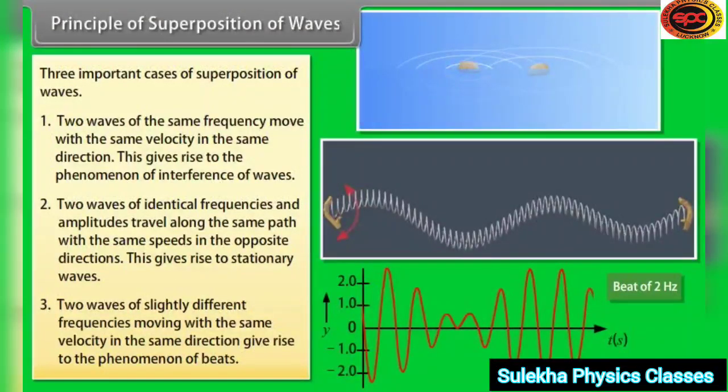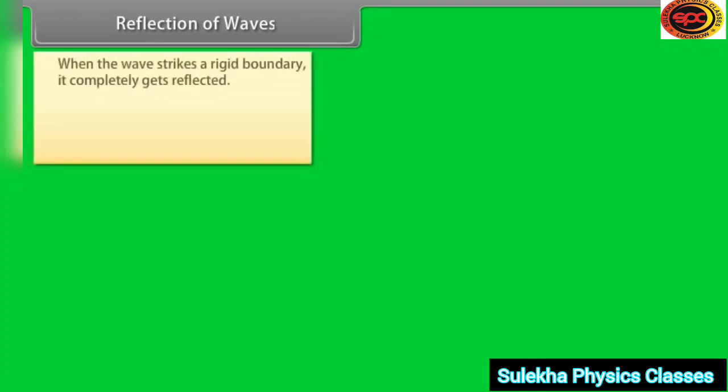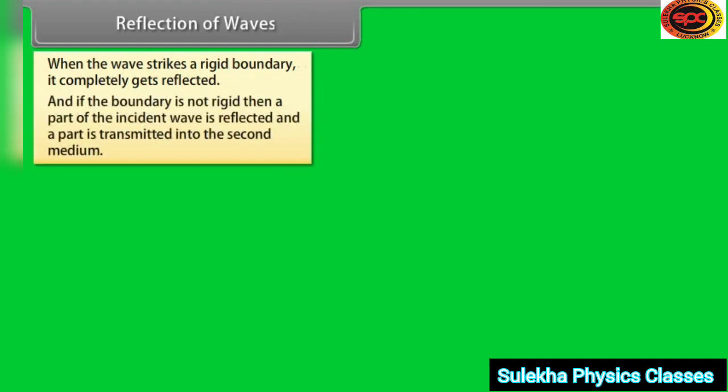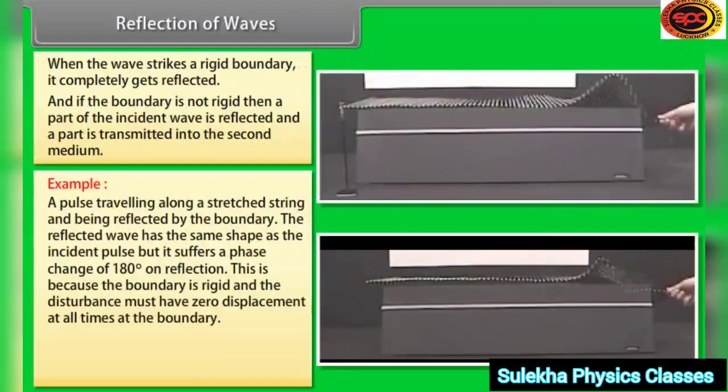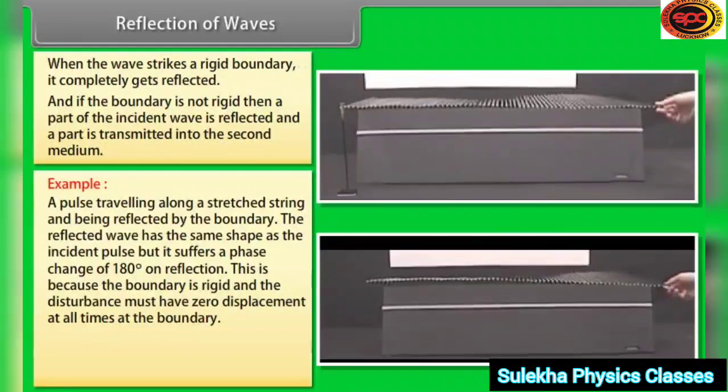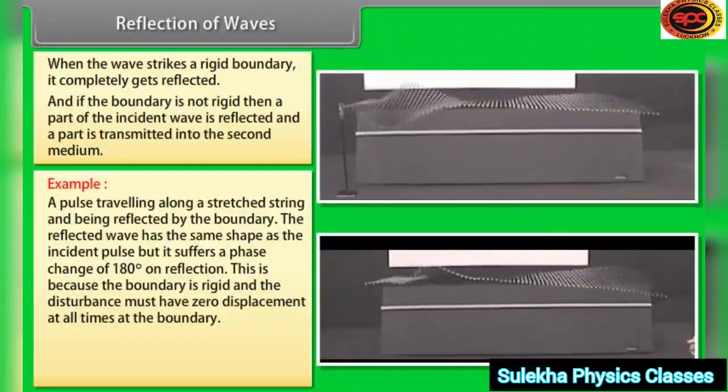Reflection of waves. When the wave strikes a rigid boundary, it is completely reflected. And if the boundary is not rigid, then a part of the incident wave is reflected and a part is transmitted into the second medium. Let us take an example: a pulse traveling along a stretched string and being reflected by the boundary.